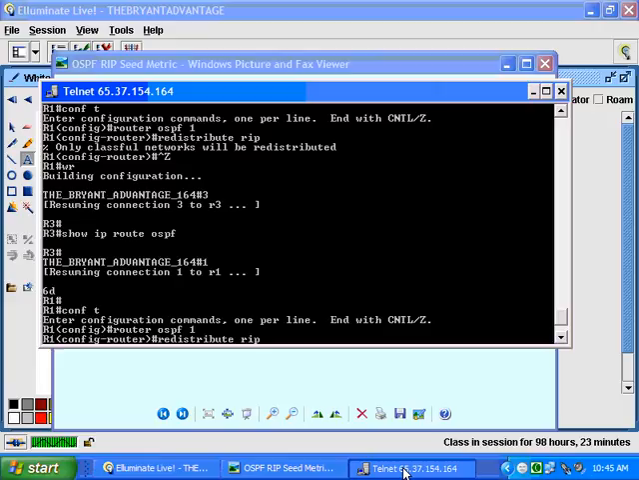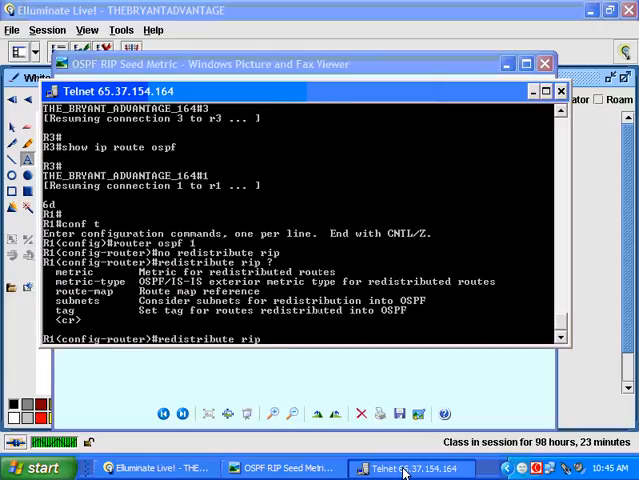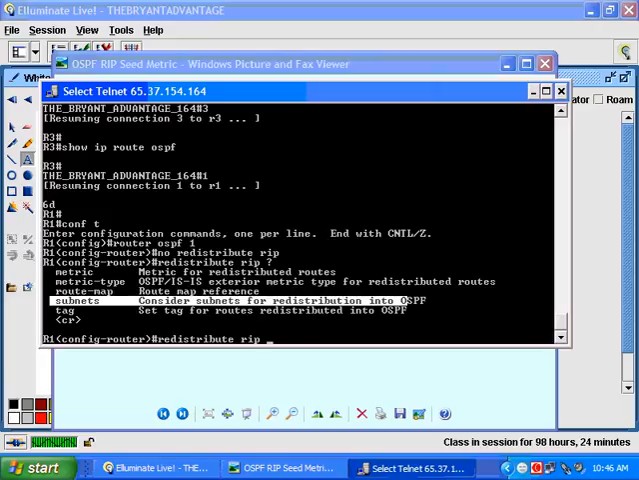I'm going to take that redistribute RIP off. And let's take a look at our options here with IOS help. You see the metric type, which you recall with OSPF, we've got E1 and E2 different kinds of routes when they're redistributed. Subnets is what we're looking for here. We don't have to set a seed metric, but if we want subnets to be redistributed in OSPF, we have to add this word to the end of the command.